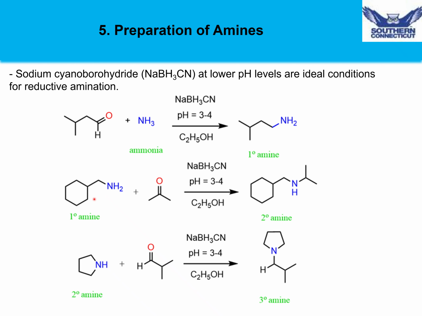Here's another example with a primary amine reacting with a ketone. Sodium cyanoborohydride at a low pH will lead to a secondary amine. And the last example is a secondary amine with an aldehyde with reducing conditions will give us a tertiary amine.